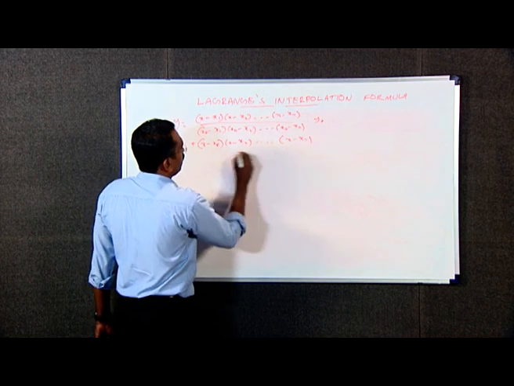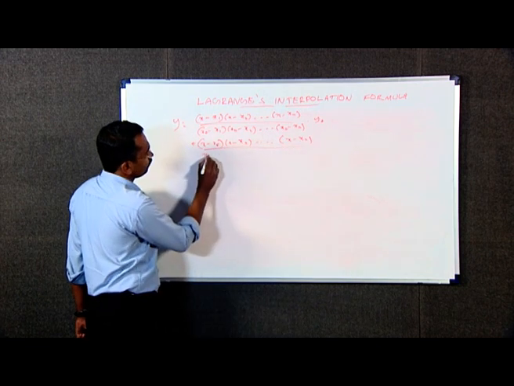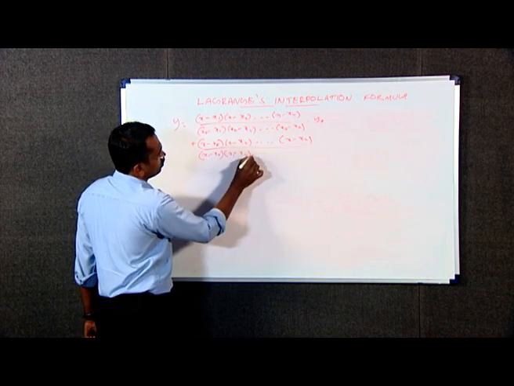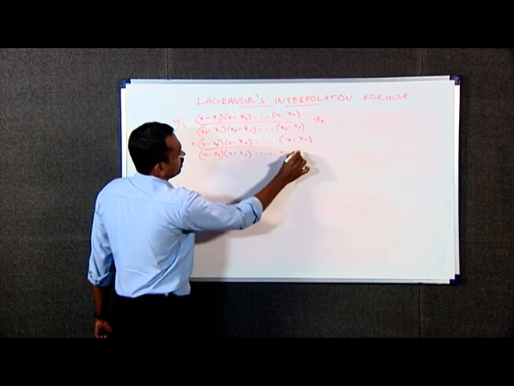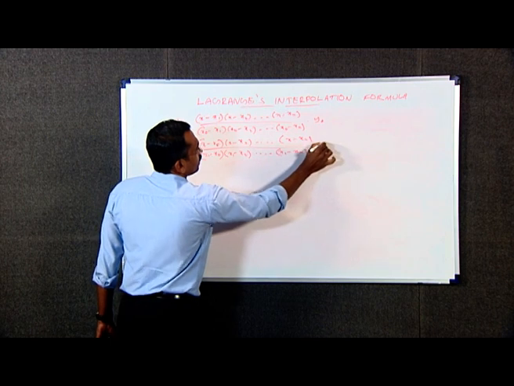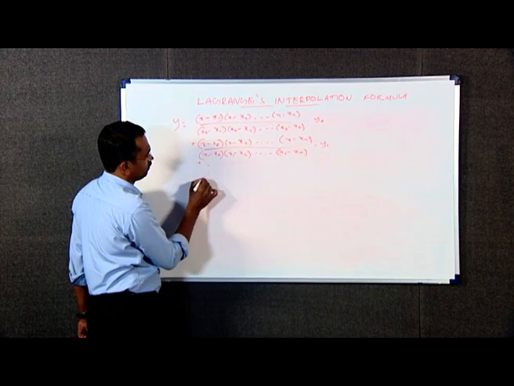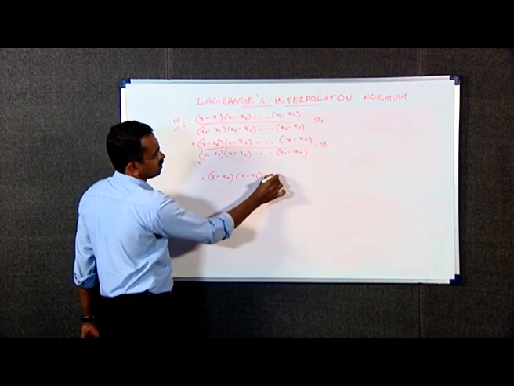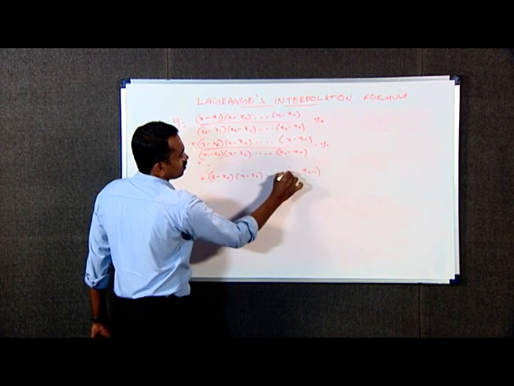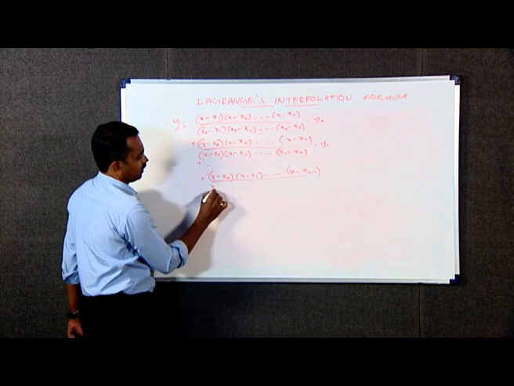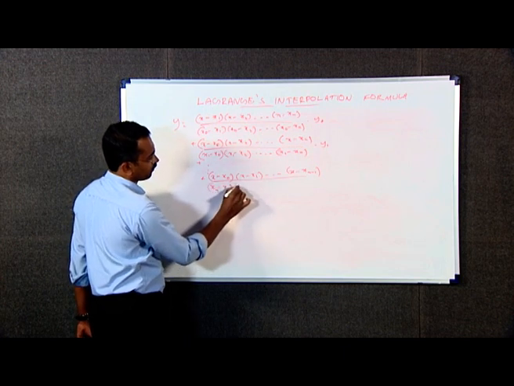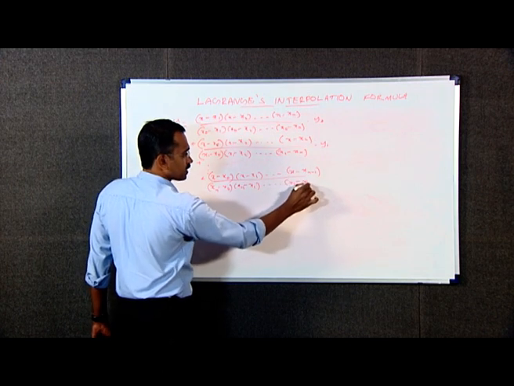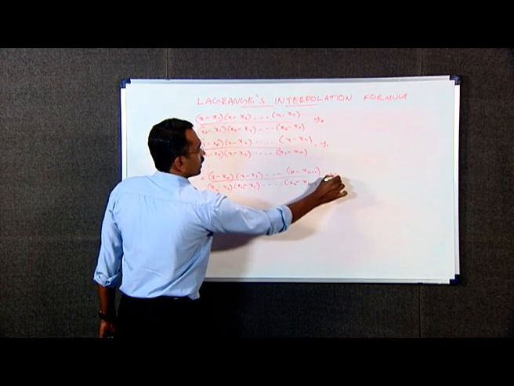(x minus xn) divided by (x1 minus x naught) into (x1 minus x2) into etc. (x1 minus xn) into y1 plus etc. plus (x minus x naught) into (x minus x1) into etc. (x minus xn minus 1) divided by (xn minus x naught) into (xn minus x1) into etc. (xn minus xn minus 1) into yn.